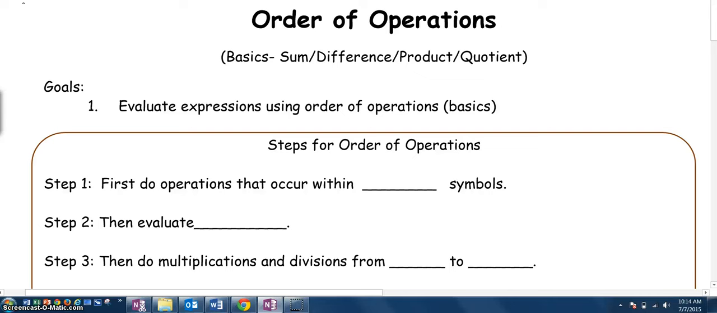This video is about the order of operations basics. The goal of this video is to evaluate expressions using the order of operations. So let's review what the 4 steps of the order of operations are.